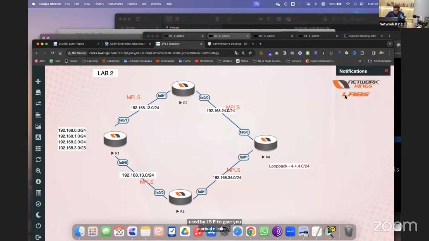Sanjeev, if different vendor devices are connected, what will happen? Then you can use OSPF, Sanjeev. Cisco will show you 110, right? And a Juniper router, for the same route, will show you 10.